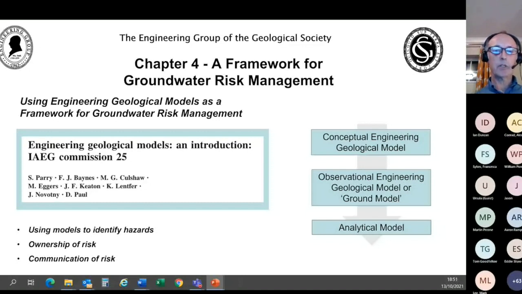The concept of engineering geological models in this context come from the IAEG C25 report by Steve Parry and others, who identified these 3 types of models: the conceptual engineering geological model, the observational engineering geological model or ground model, and the analytical model. I won't dwell on these now because Mark Lee will take over in a minute and describe these in more detail, but I'll just say that Chapter 4 addresses such matters as using these models to identify hazards and the concepts of risk ownership and risk communication. So I'll stop there now, thank you, and hand over to Mark Lee.